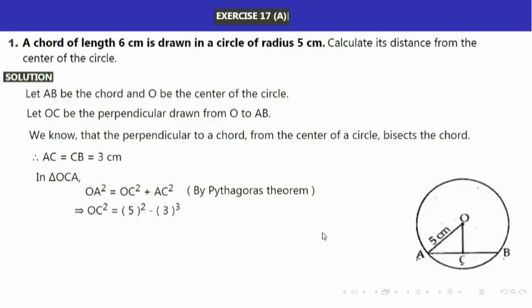OA square means 5 square. So this comes here, becomes minus, and AC is 3 centimeters, so it becomes minus 3 square. I'm sorry, this is not cube, this is square. So 5 square is 25, minus 3 square is 9. 25 minus 9 is 16. So the value of OC square is 16. Therefore OC turns out to be the square root of 16, which is 4 centimeters. Alright, so you may pause the video and note down your solution.